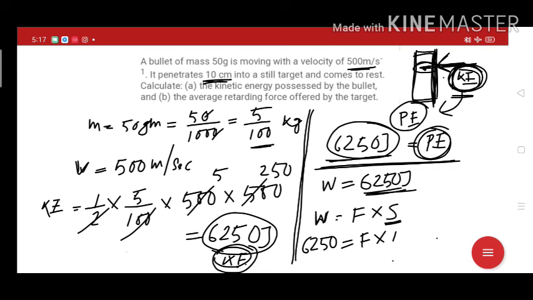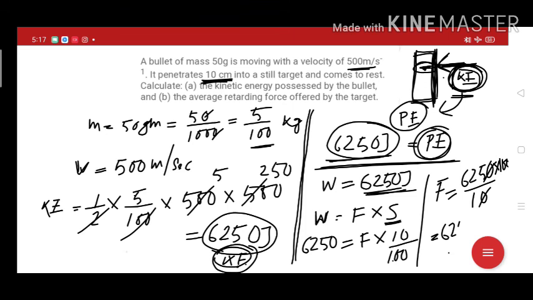That means we write 10 over here. It is given in centimeter, we need to convert it into meter. So by 100, then 10 over 100 will be over there, so it is going to be 6250 into 10, that is 62500 Newton. So what is the amount of retarding force offered by the block, that means the target, that is 62500 Newton, to stop the bullet.